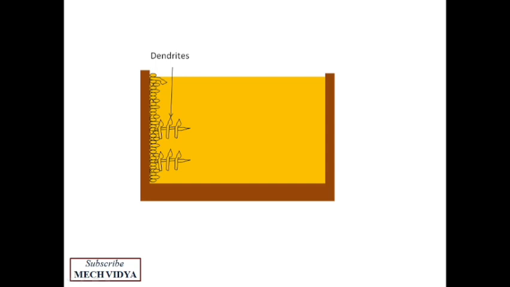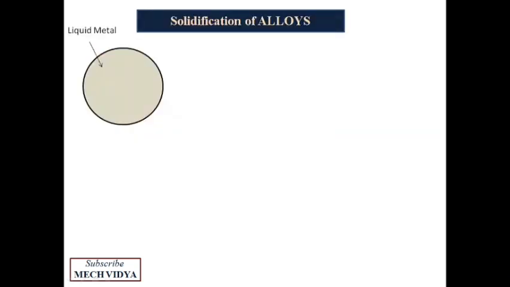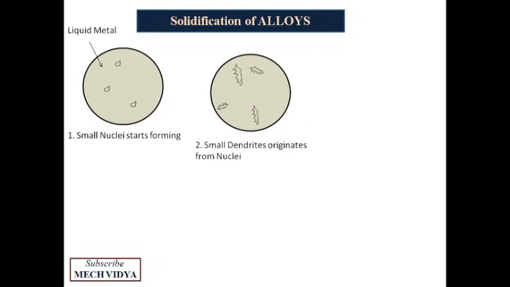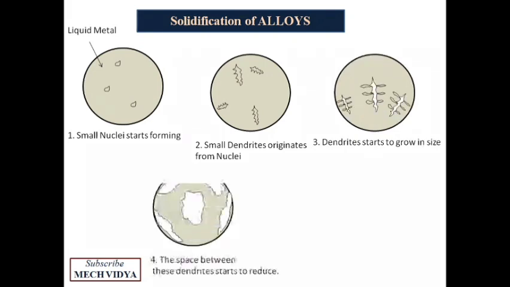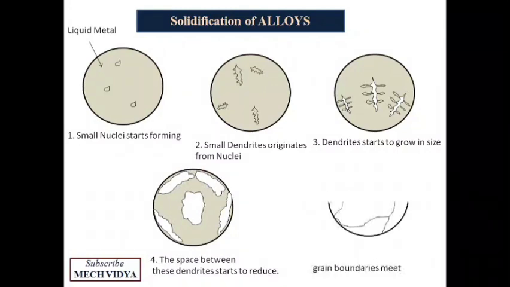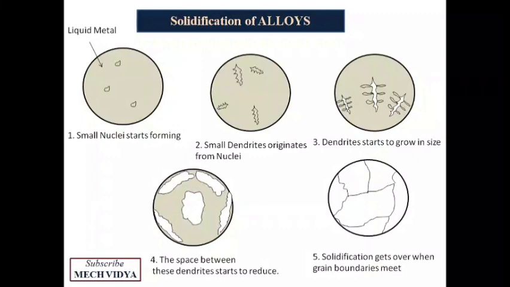Let us now see this phenomenon at a micro level. First, small nuclei of solid start to form in the liquid pool. Next, the dendrites start to originate from these nucleation sites, from this nucleus. Then in step 3, the dendrites start to grow in size, and after some time the space between the dendrites starts to decrease, and finally the grain boundaries meet, and this completes the solidification of alloys.